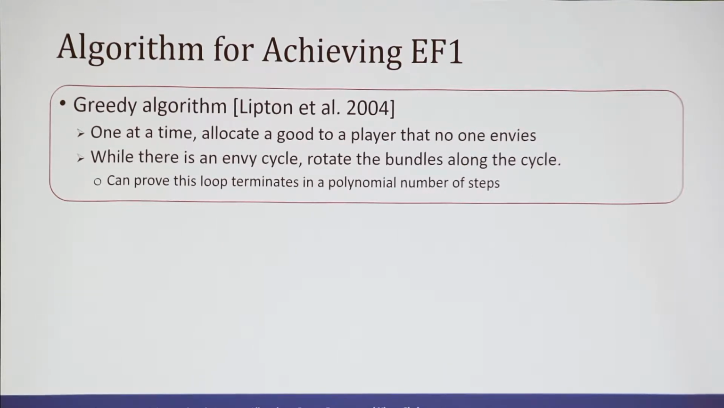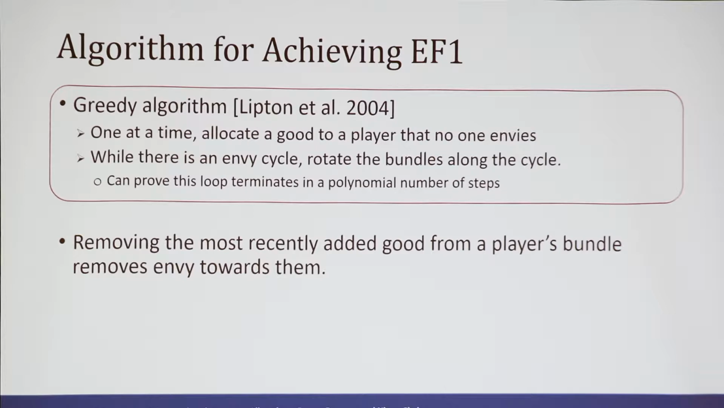So this will always be possible as long as you think about an envy graph, where we have agents i and j. We're going to draw an arrow from agent i to agent j if agent i envies agent j. So as long as this envy graph is not cyclic, there'll always be some agent who's envied by no one. So we can always do that. If there is an envy cycle, then we can simply rotate the bundles along that cycle and remove all the envy. And I'll show you an example of this in a second that I think will make it clear.